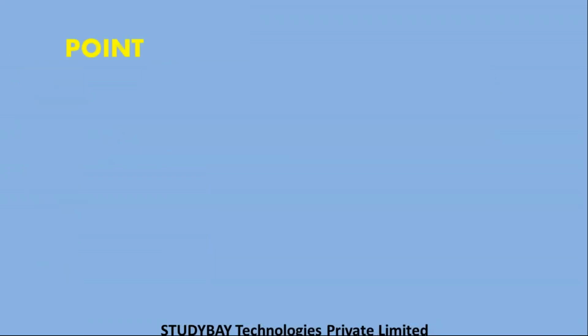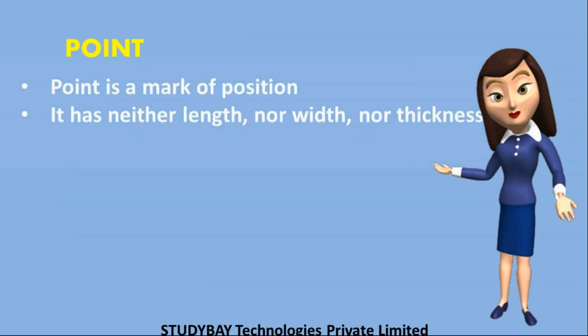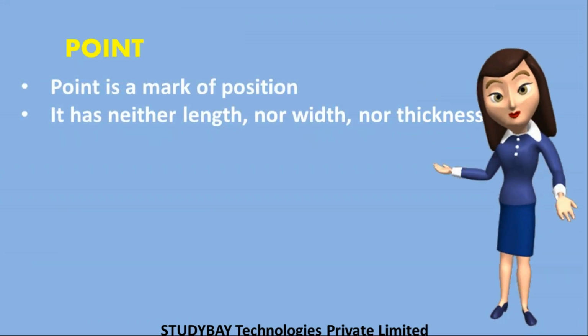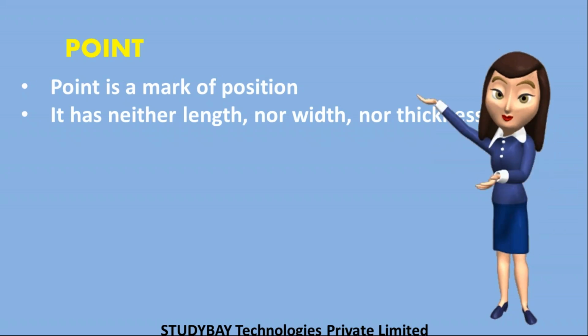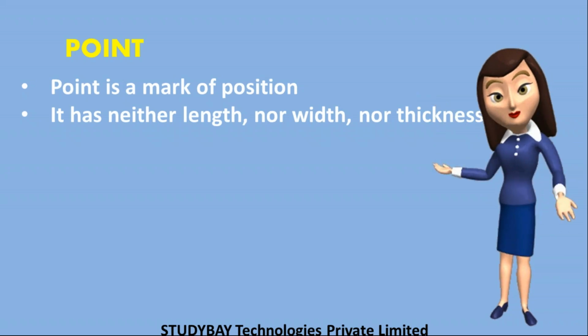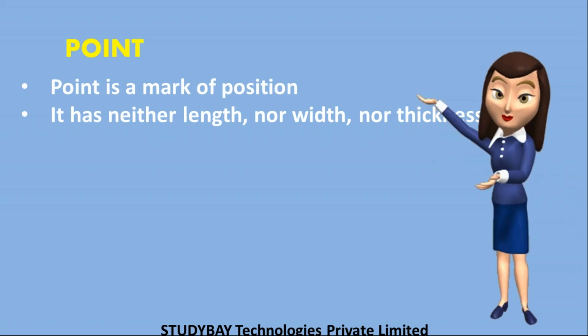Now, moving ahead. First of all, point. A point is basically a mark of position. It has neither length, nor width, nor thickness. You just take a piece of paper, mark a dot using your pen or pencil, and that will be the point.